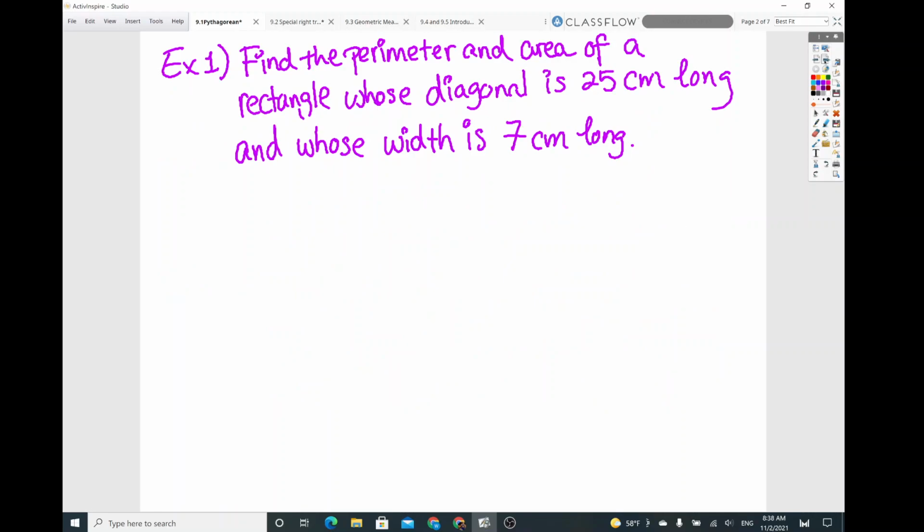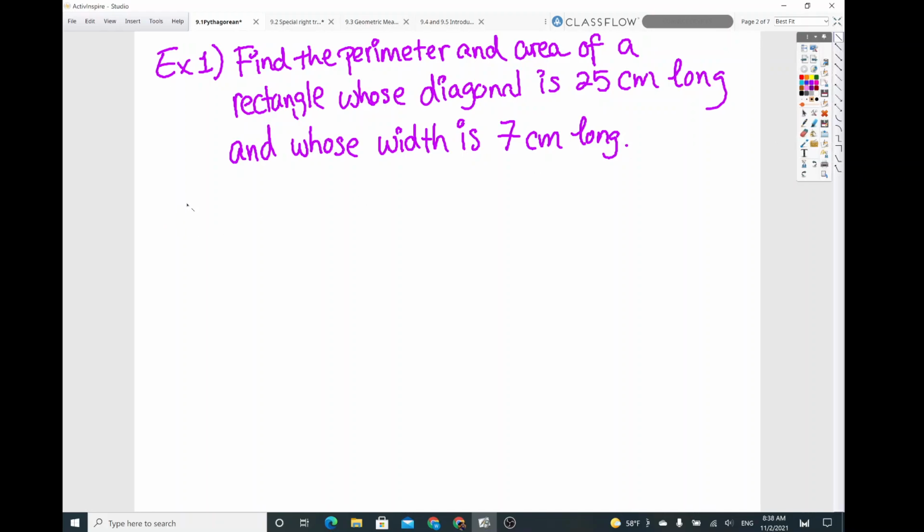So here's the first example. Find the perimeter and the area of a rectangle whose diagonal is 25 centimeters long and whose width is 7 centimeters long. Okay, so first thing that you want to do is draw the diagram. We do know that it's a rectangle, so the length, the width, and also the diagonal.